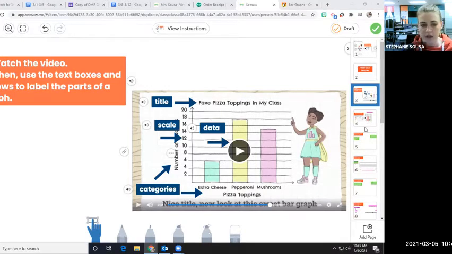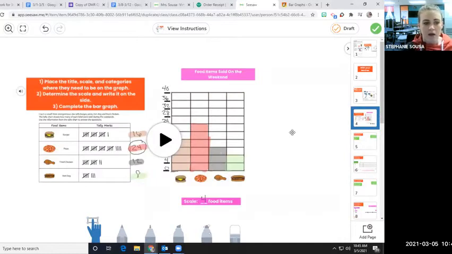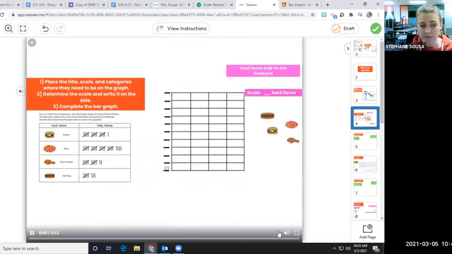All right, let's take a look at slide 4. Slide 4 is going over more information about where the title, scale, and categories are. This is what you are going to complete today. So this is an example of a blank graph and what you are going to add to it. So take a look and ask questions.